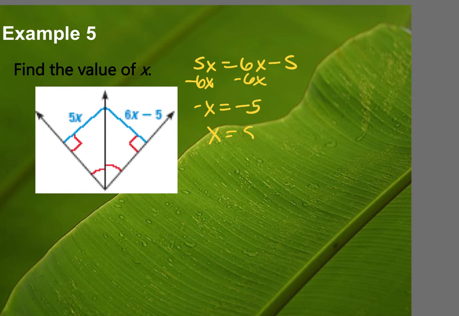And x equals 5. So it's important to distinguish the difference, because if it said explain why, or what theorem allows you to prove that, this is the original theorem, the angle bisector theorem, whereas the last one we just used would have been the converse.